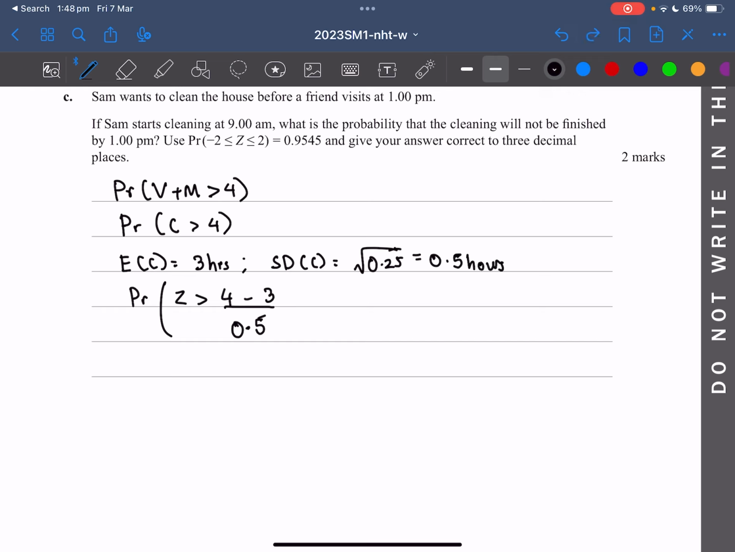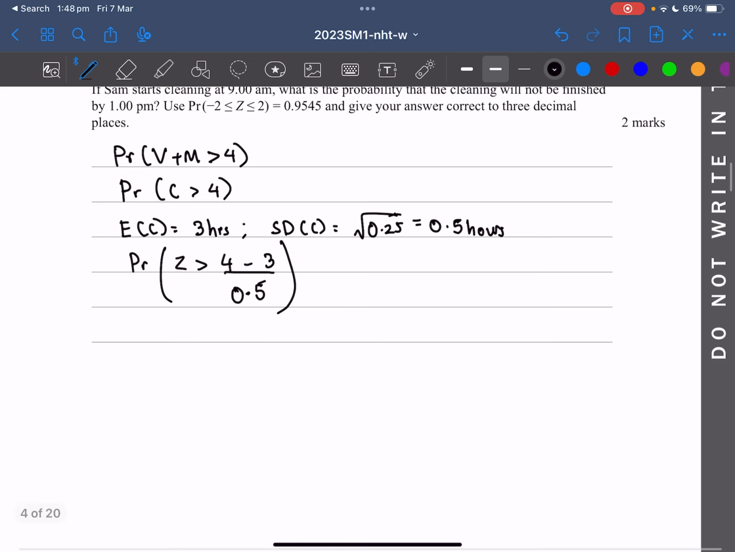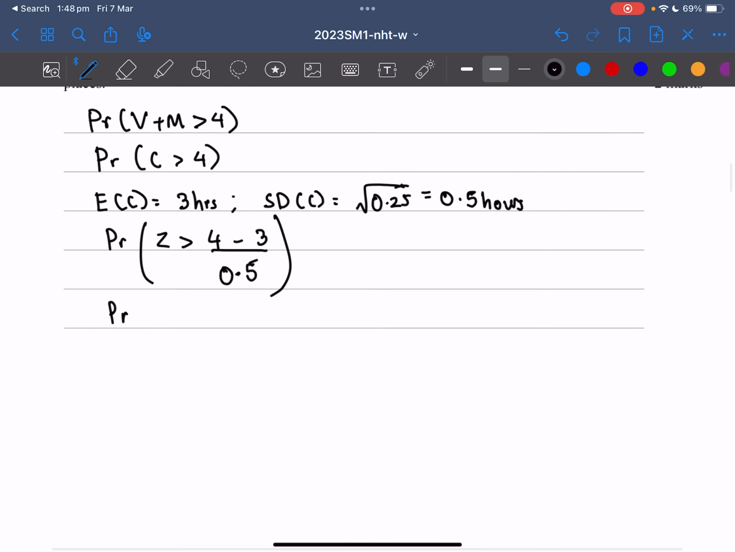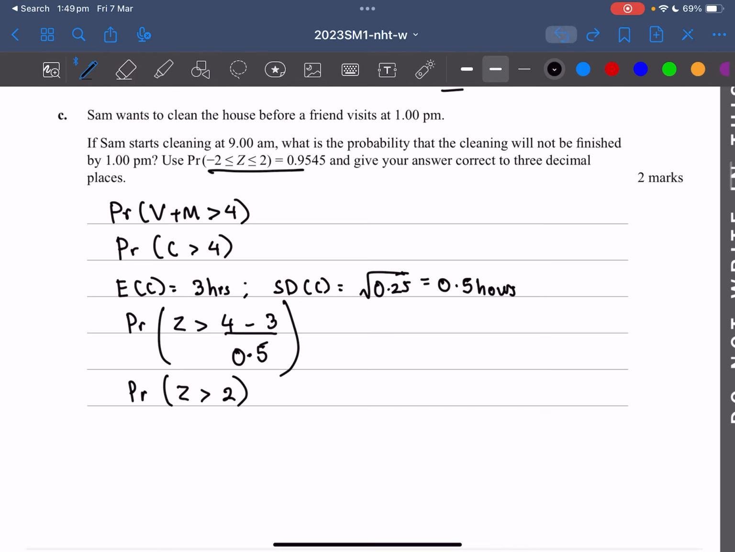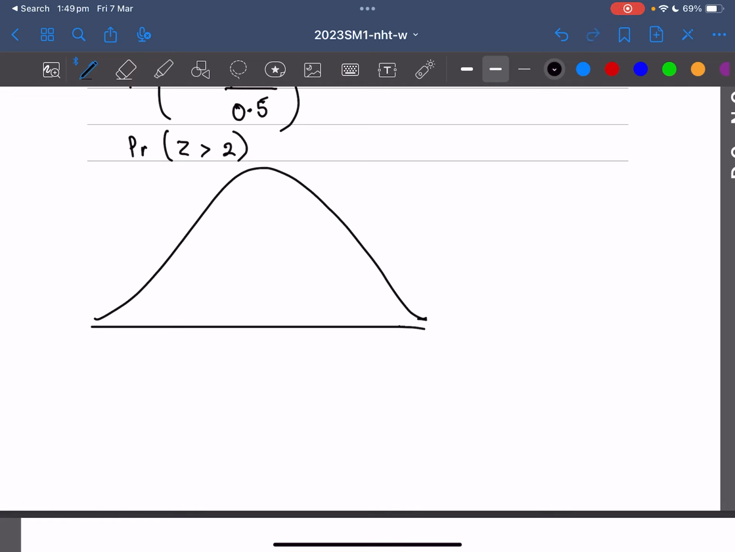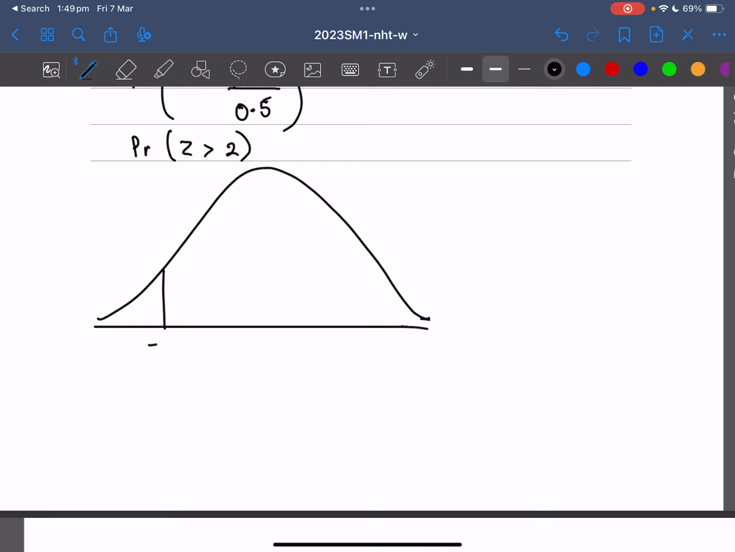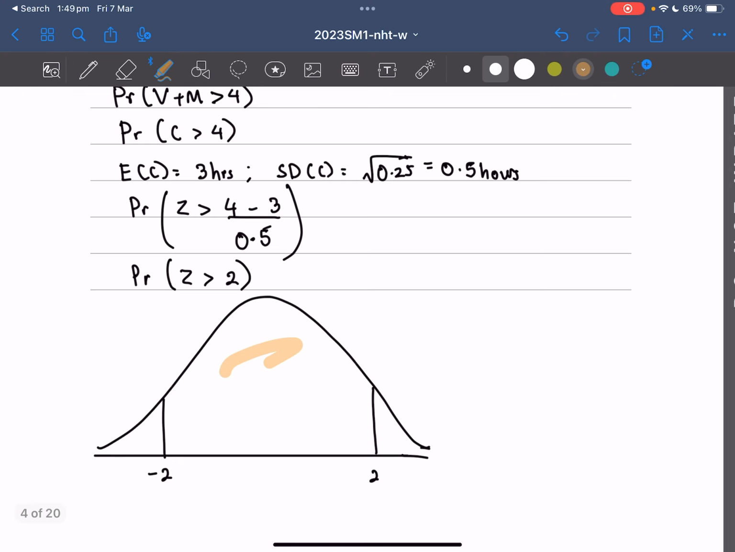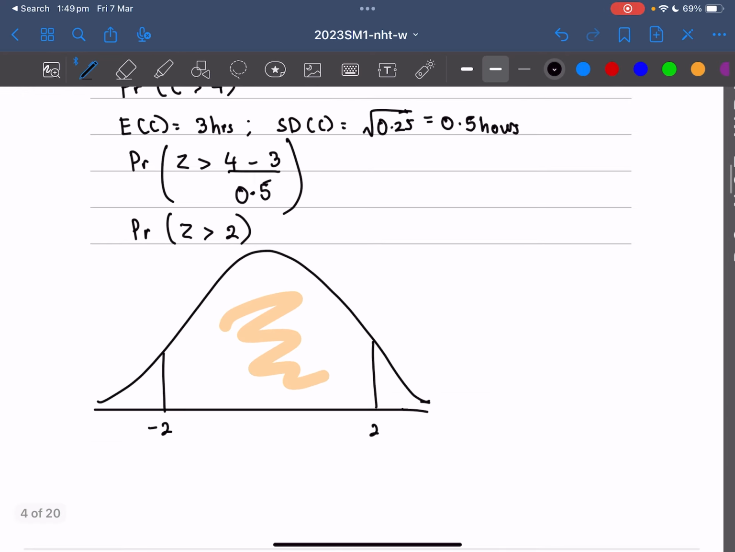Okay, so that will basically give us the probability that Z is greater than 1 on 0.5, so that's 2. Okay, so now we are given this information over here. So essentially, let me just draw a bell curve to represent. Okay, whatever this will do. So this is -2 and this is 2, let's say for example. So all of this area over here between -2 and 2 is given to be 0.9545, right?